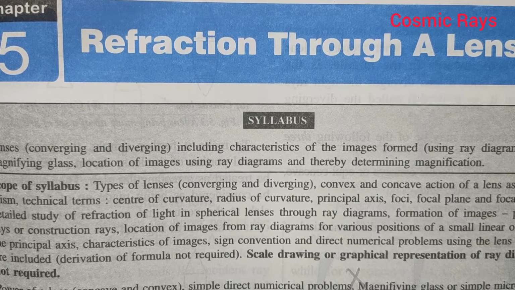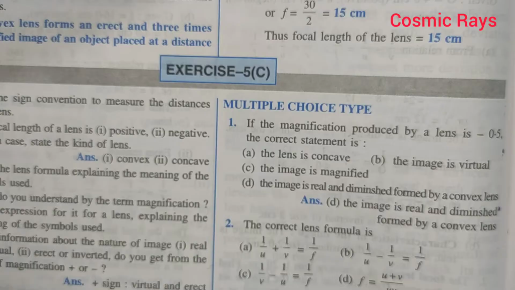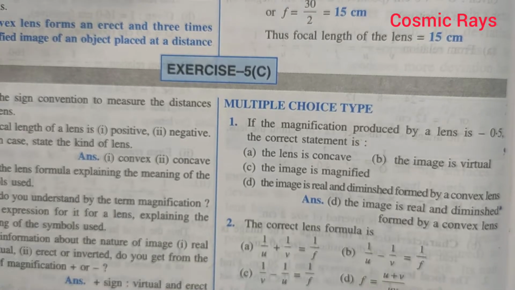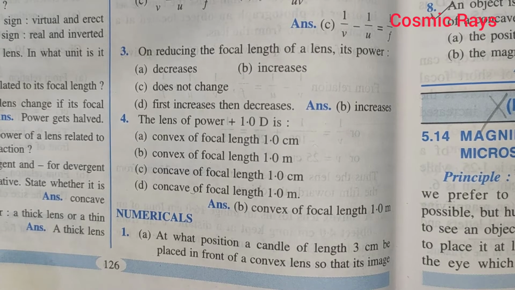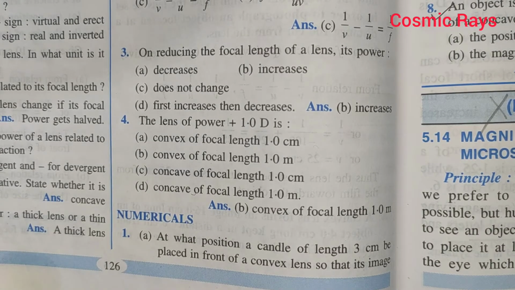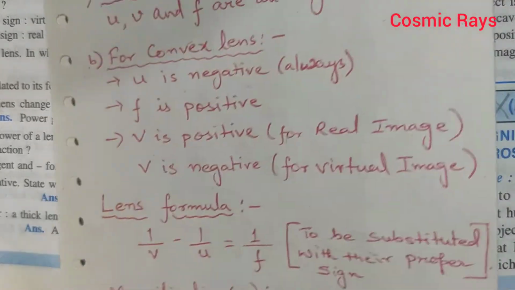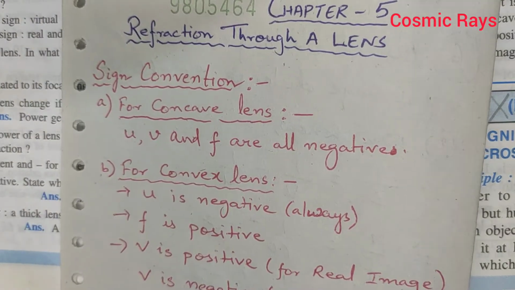Hello friends, in this AV we are going to talk about the numericals of chapter 5, that is refraction through a lens. We would be solving some of the numericals of exercise 5C. So before we go into the numericals, we will look at some of the important points that we have to keep in mind while solving the numericals. So here are the points. I have already written it for you.